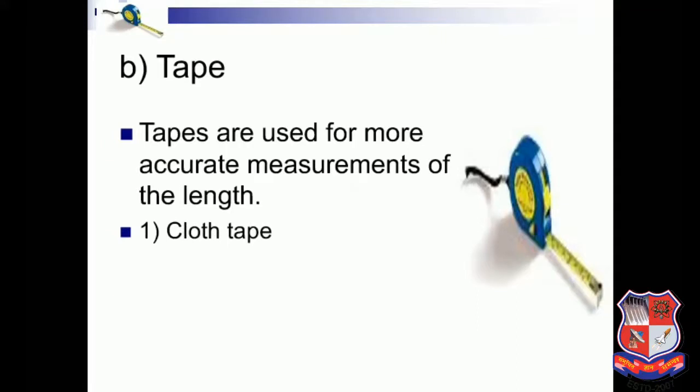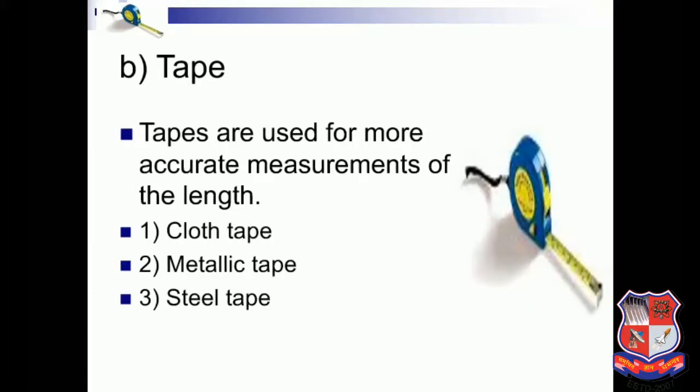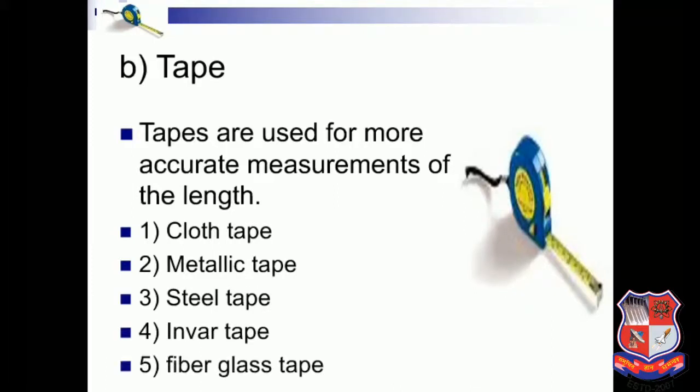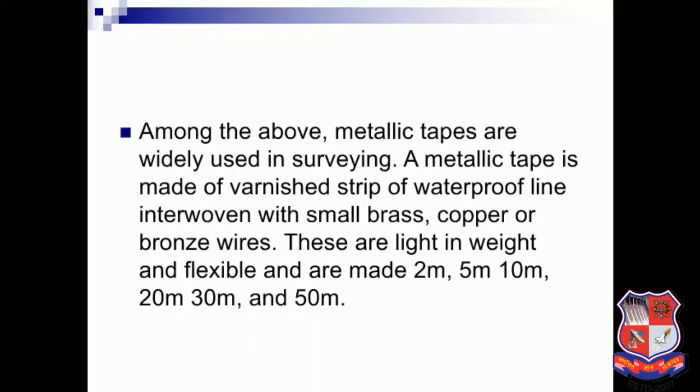Okay, so now tapes are used for the more accurate measurement of length. There are various types of tapes. One is a cloth tape, second one is a metallic tape, third one is a steel tape, fourth one is an invar tape, and fifth one is a fiberglass tape. Among the above, the metallic tapes are widely used in surveying.